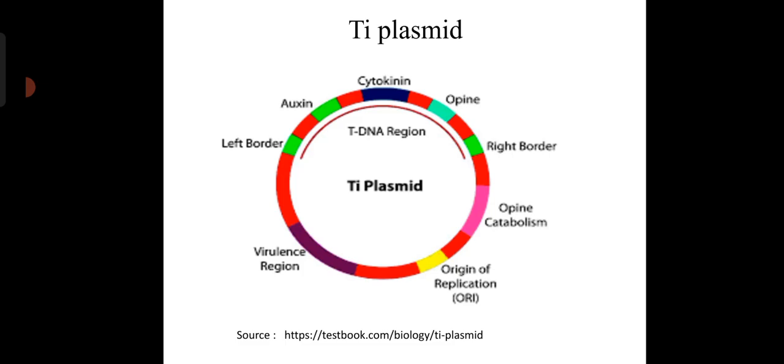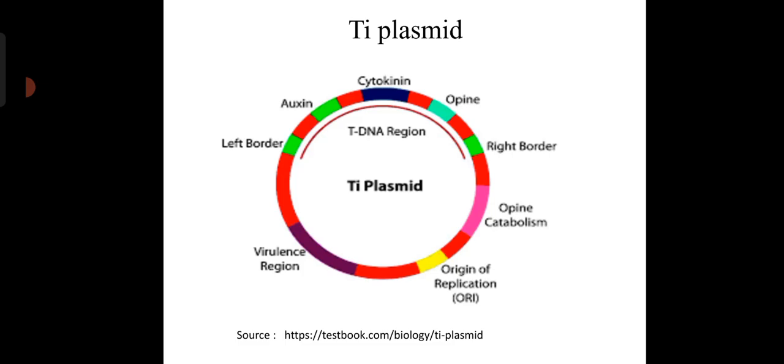These Vir genes only mediate the tDNA transfer, and the transfer is regulated by the Vir gene products, especially the VirA and VirG proteins. These are the ones which are very important in the process of transfer.